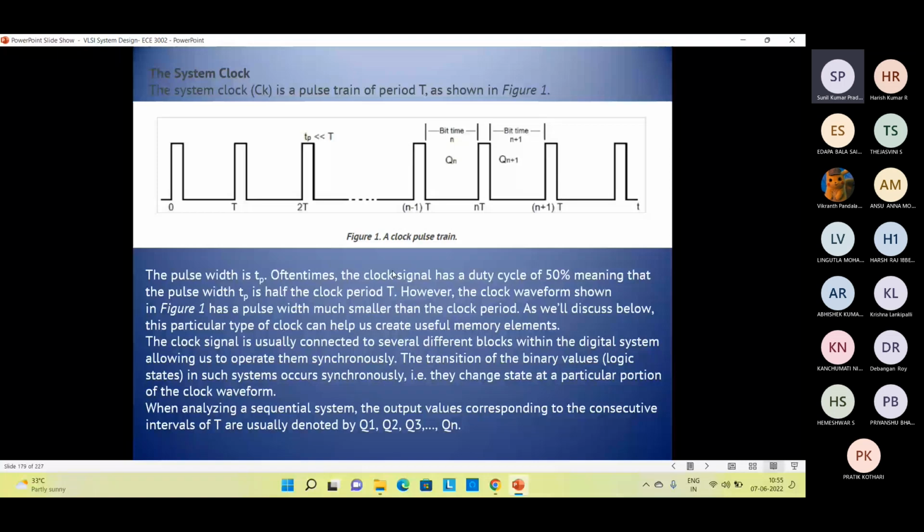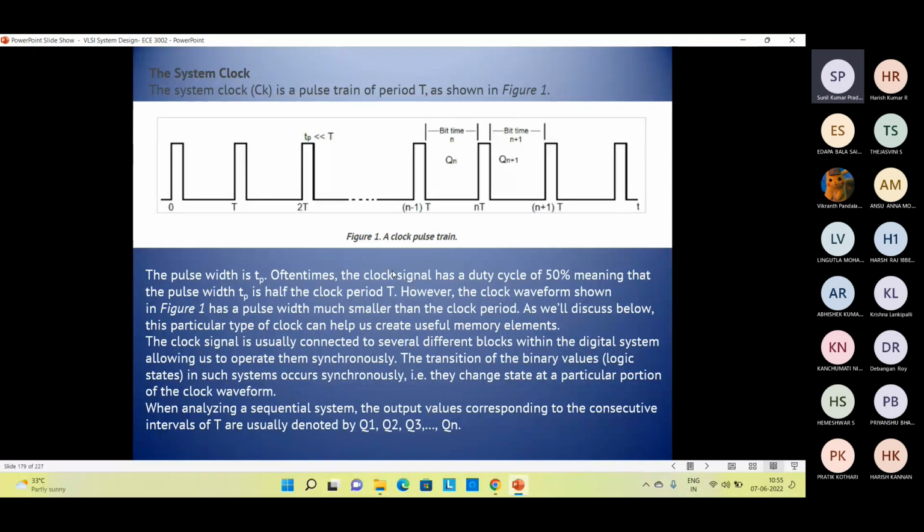Now, this particular type of clock can help us to create useful memory elements. The clock signal is usually connected to several different blocks within digital systems, allowing us to operate them synchronously. And the transition of the binary value, which we also call the logic state, in such a system occurs synchronously. That means it can change at a particular portion of the clock waveform.